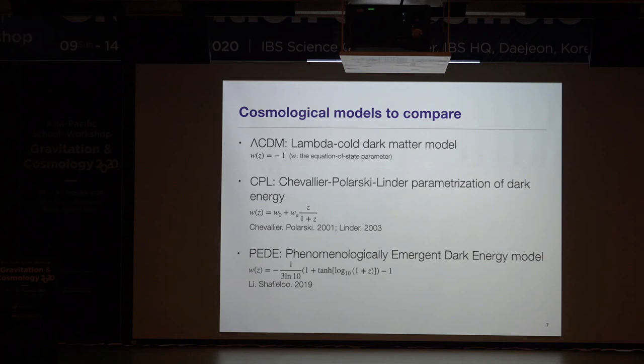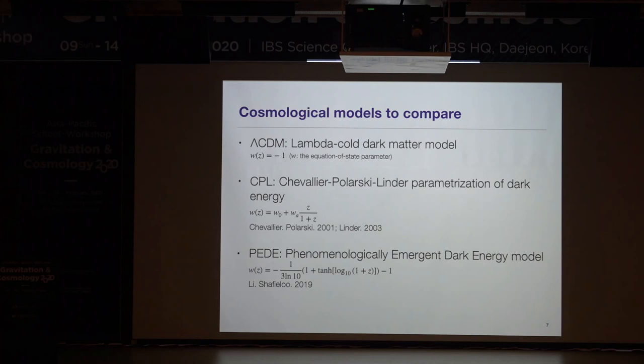Another one is less famous than these two, but is quite radical. It is called the phenomenological emergent dark energy model, which was suggested by Li Xiaolei and Arman Shafieloo in 2019. The main point of this model is that it suggests the dark energy was not effectively present in the past, but emerges at a later time. You can see that this claim is quite radical, and this equation is also radical. The equation of state parameter shows this kind of term, and this parameter emerges as the redshift decreases.